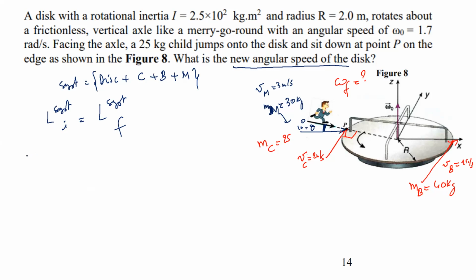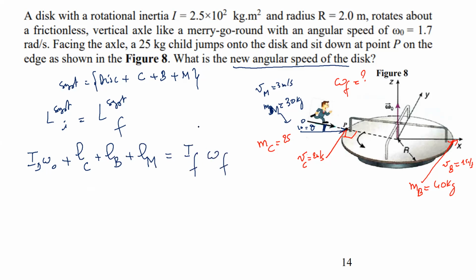It will be the angular momentum of the disk, so it will be I disk omega 0. But now I have to add the angular momentum of child C, plus the angular momentum of child B, plus the angular momentum of child M, just before they jump on the merry-go-round. And this will be equal to the angular momentum final, I final multiplied by omega final.